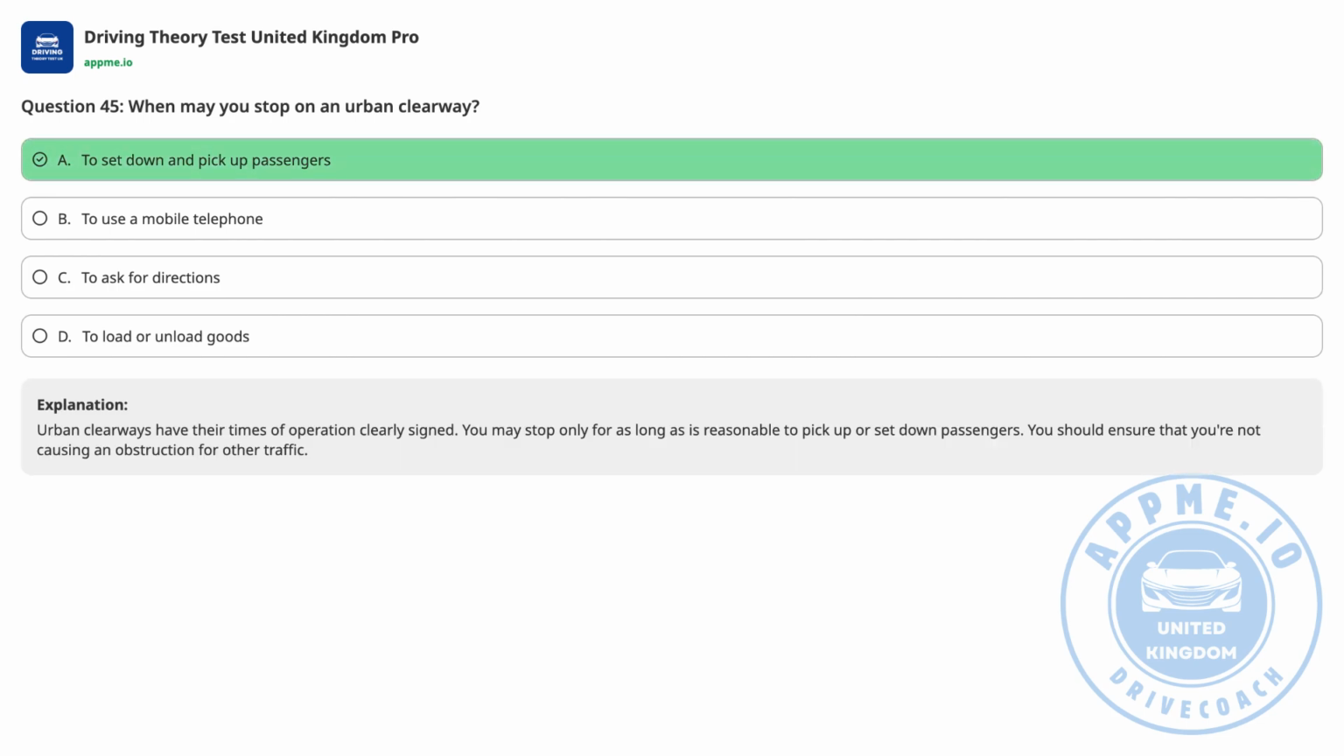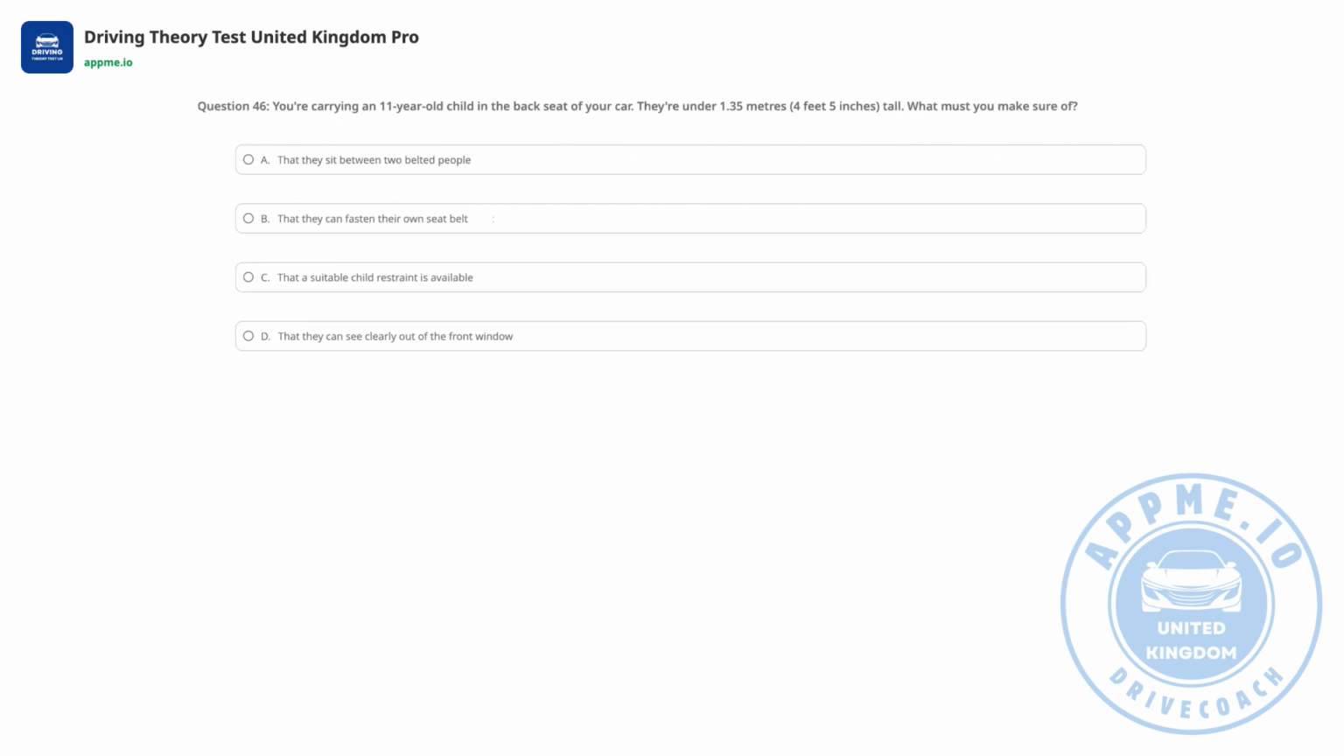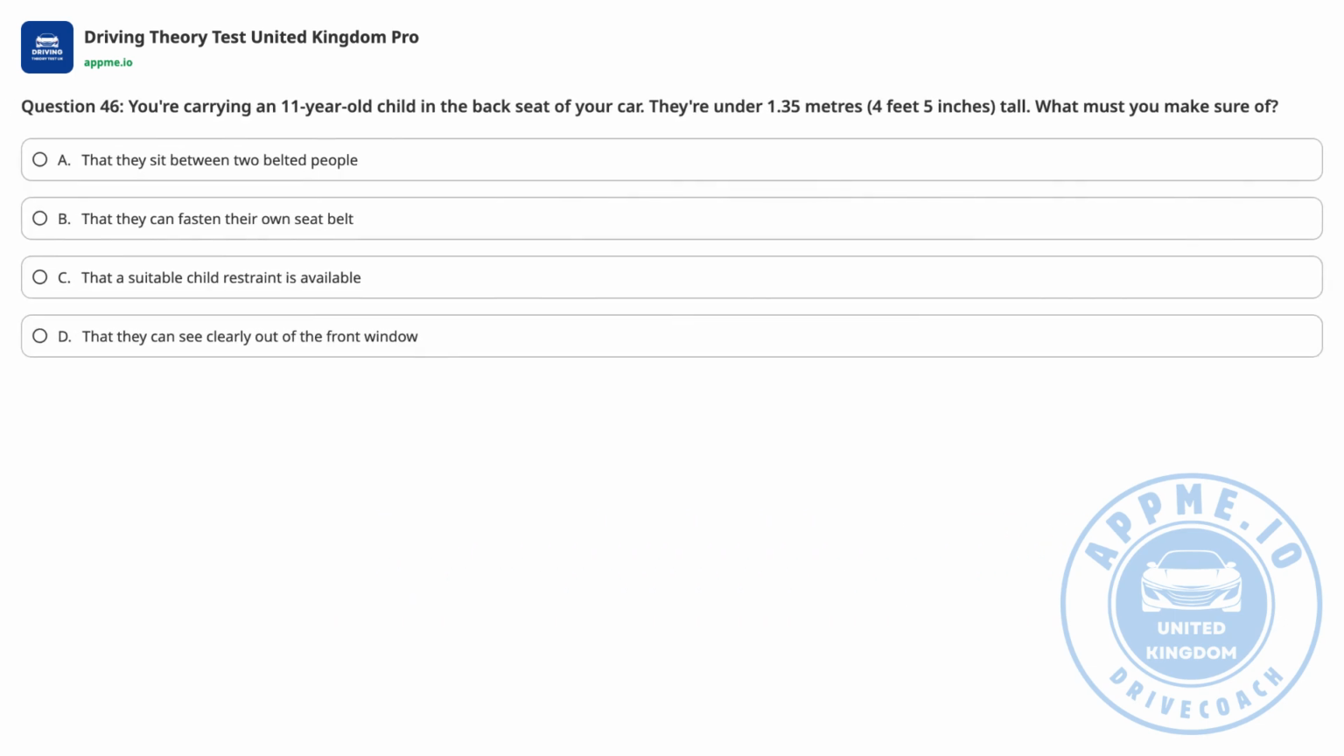The correct answer is A. Question 46. You're carrying an 11-year-old child in the back seat of your car. They're under 1.35 meters, 4 feet 5 inches tall. What must you make sure of? A. That they sit between two belted people. B. That they can fasten their own seatbelt. C. That a suitable child restraint is available. D. That they can see clearly out of the front window.